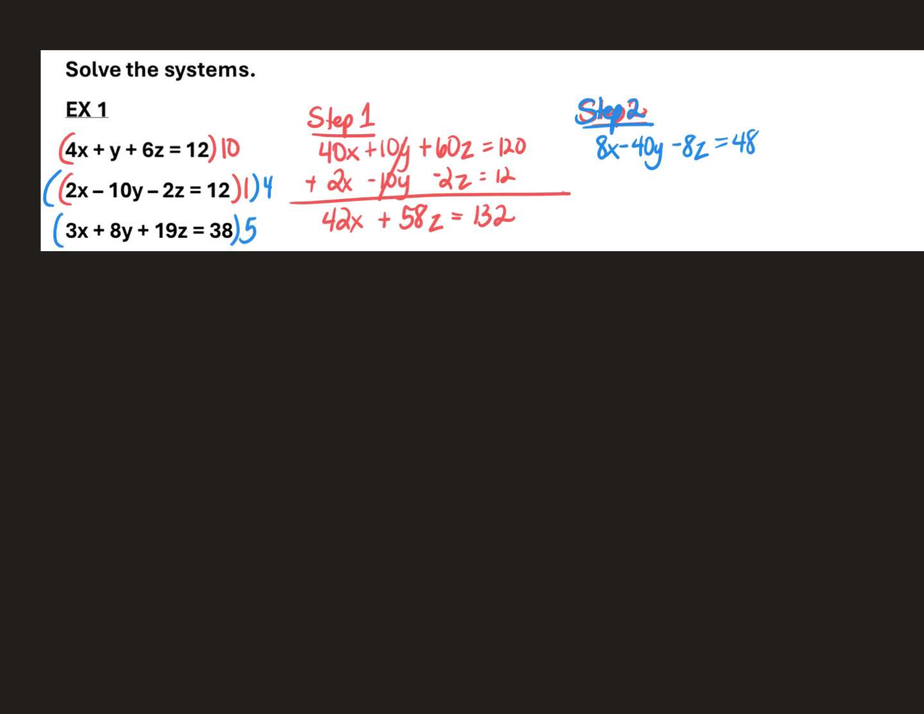equals 48. For my bottom, I'll have 15x plus 40y plus, let's see, 20 times 5 would be 100, so that would be 95z equals 190. And then I'll add these two together, and I'll get 23x. These go away. Is that 87z? Think so. And then 238.